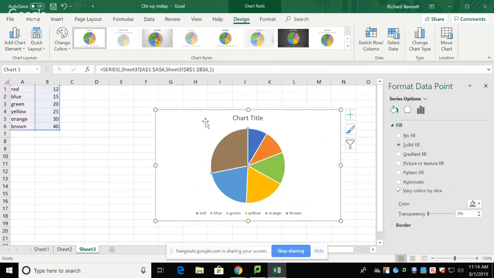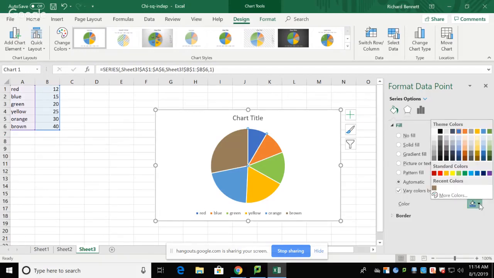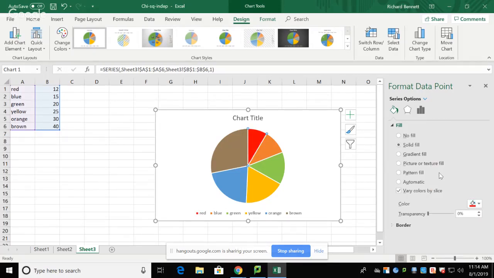My red is blue. I think that's the red, right? I want to change that to red. Do you know how to do it, Dalton? Double click. Click the paint bucket. Choose red. The red is now red.